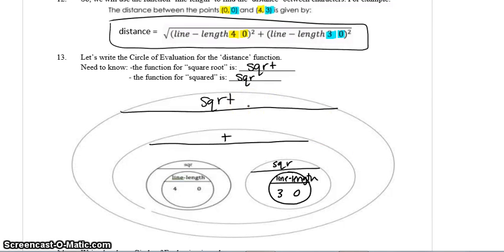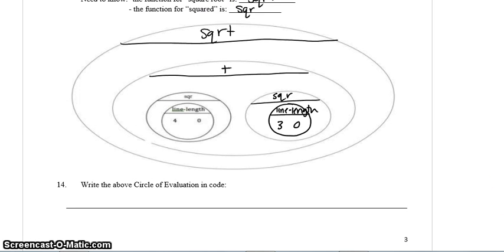So this is the Lesson 9 Part 2 video. Let's pick up right where we left off in Part 1 of Lesson 9. We had just finished writing the circle of evaluation for this distance example, finding the distance between the points 0, 0, and 4, 3. So now that we have finished our circle of evaluation, down at the bottom we're asked to write this circle of evaluation in code.